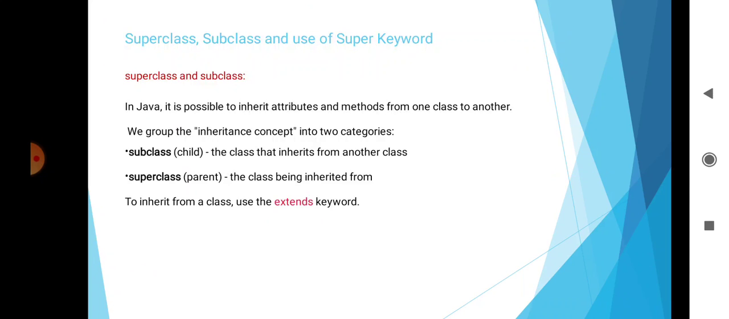Next concept is superclass, subclass and the use of super keyword. Superclass and subclass. In Java, it is possible to inherit attributes and methods from one class to another. We group the inheritance concept in two categories. First is subclass, that means child class, the class that inherits from another class. And second is superclass, that means parent class, the class being inherited from. To inherit from a class, we use the extends keyword. We have already seen the extends keyword.